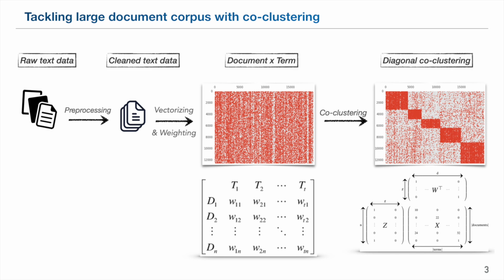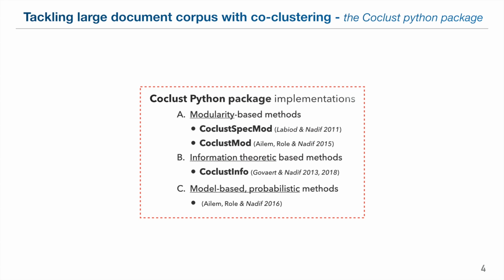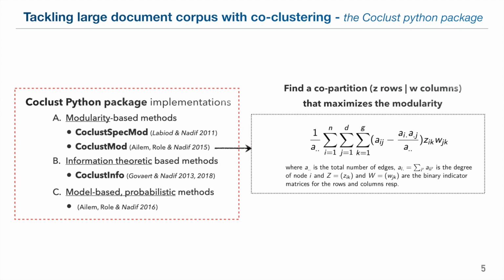In order to perform co-clustering, WordGraph uses the coclust package, which is a well-known reference for data co-clustering, and it has three implementations corresponding to different co-clustering approaches. For instance, modularity, information theoretic, or model-based probabilistic methods. In WordGraph, we use coclust mod, which has been shown to usually obtain the best performances with textual data. The goal is to maximize modularity, which corresponds to this formula, and that allows us to find the affectation matrices Z and W, which we presented previously.